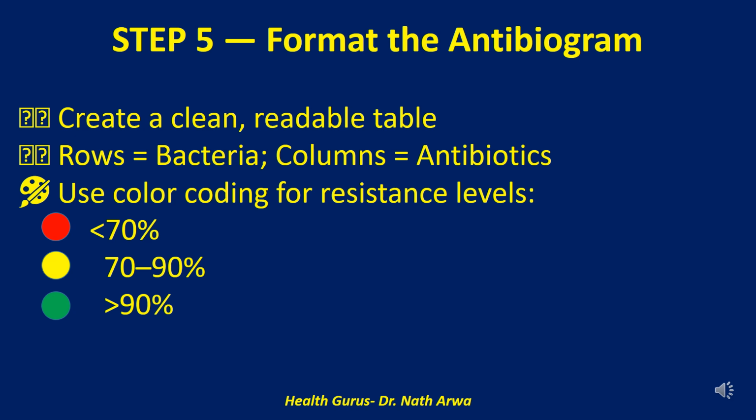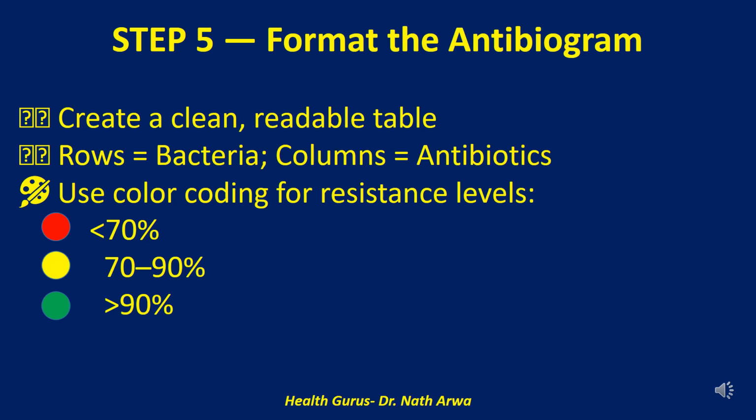The standard format is easy to remember. Rows are for organisms, and columns are for antibiotics. This layout lets you quickly scan and compare susceptibility rates across multiple agents and organisms. Use color coding for resistance levels. Now here's where you take it to the next level, color coding. This simple visual cue makes your antibiogram instantly actionable. Red for less than 70%, yellow for 70 to 90%, and green for greater than 90%.